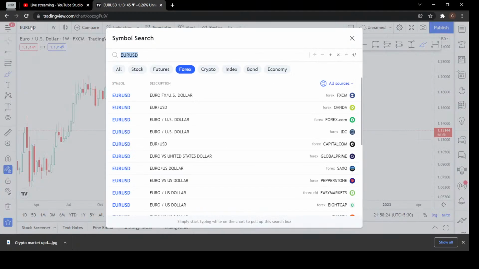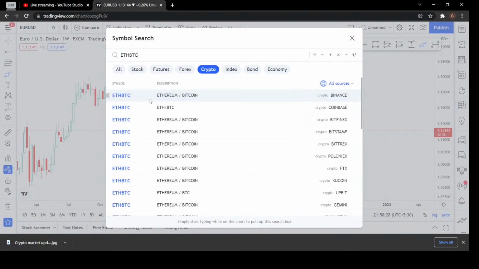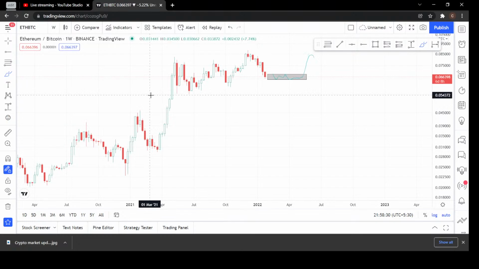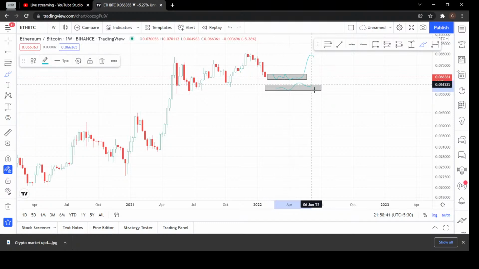The same happens with ETH. Let's go to crypto. The money is flowing out of ETH back to BTC. That is why this is falling. Now, this is the first range that you will be looking at for buying, and this is the second range. And these ranges are very small, like 5% to 6%.